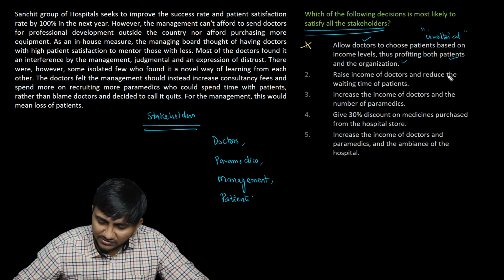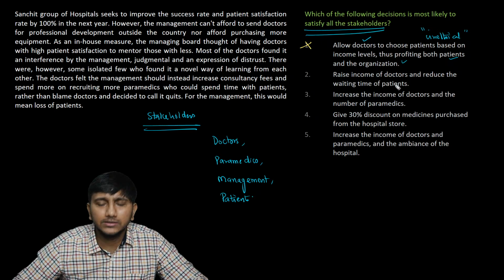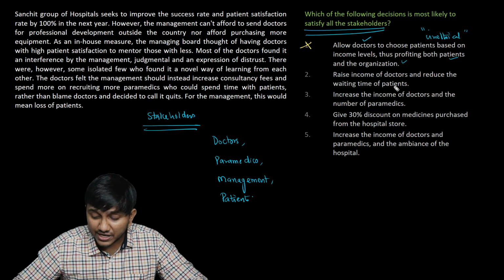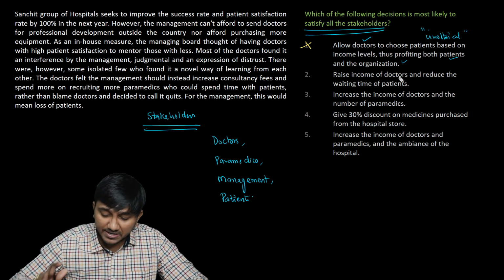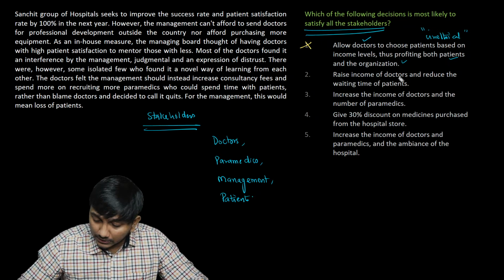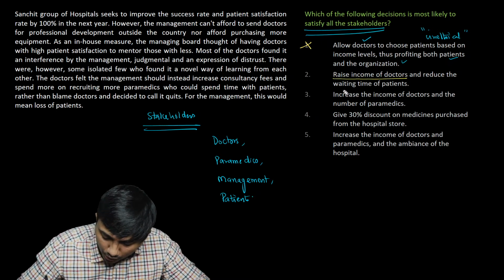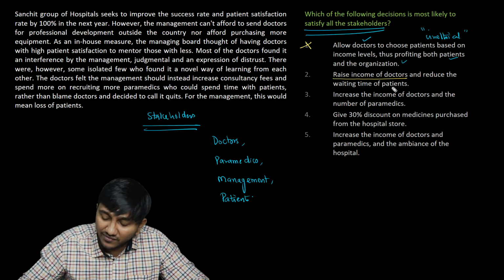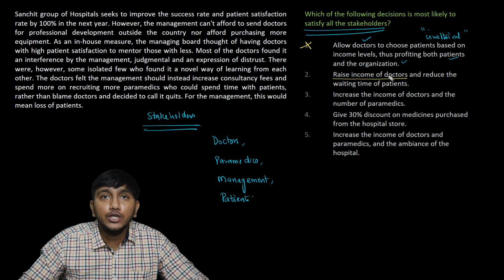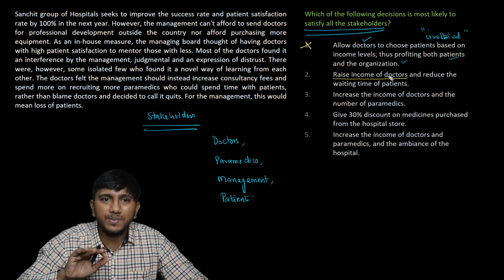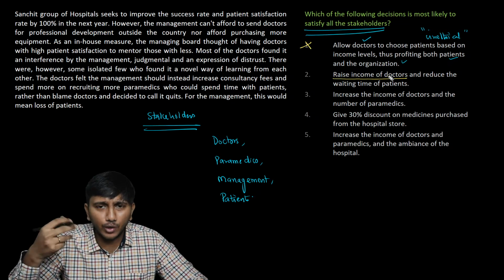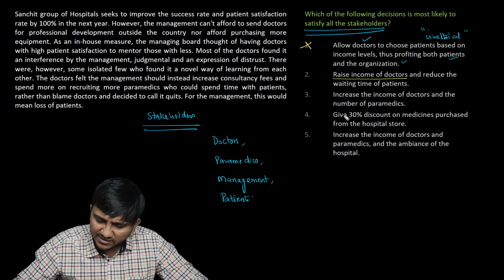Raise income of doctors and reduce waiting time of patients. As if waiting time of patients is the only problem the patients have. Okay, so raise income of doctors, definitely they'll be happy. You are taking care of the doctors, but I'm not sure whether reducing waiting time of patients will make patients happy. So effectively, I'm only sure that doctors are going to be happy here. It's not taking care of all the stakeholders. So let's leave that aside. Let's look at the next one.